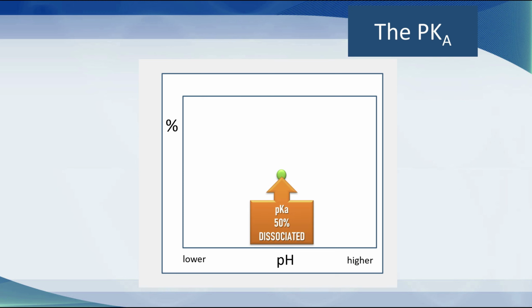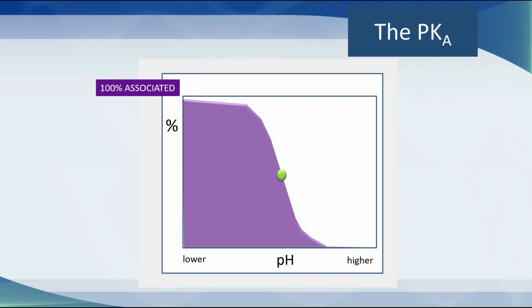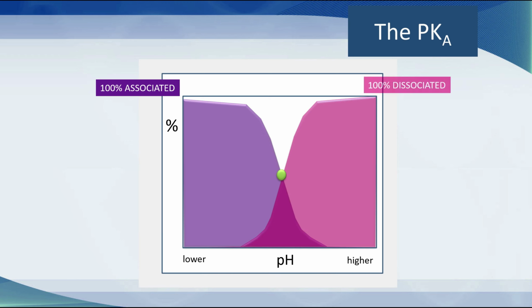I now want to explain the pKa a little bit more. This is the ion dissociation constant, and it is defined as the pH at which the acid or the base is 50% dissociated. For an acid, the further the pKa is below the pH, the more dissociated the acid. The further the pH is below the pKa, the more associated the acid, so it's more A minus plus H on this end.